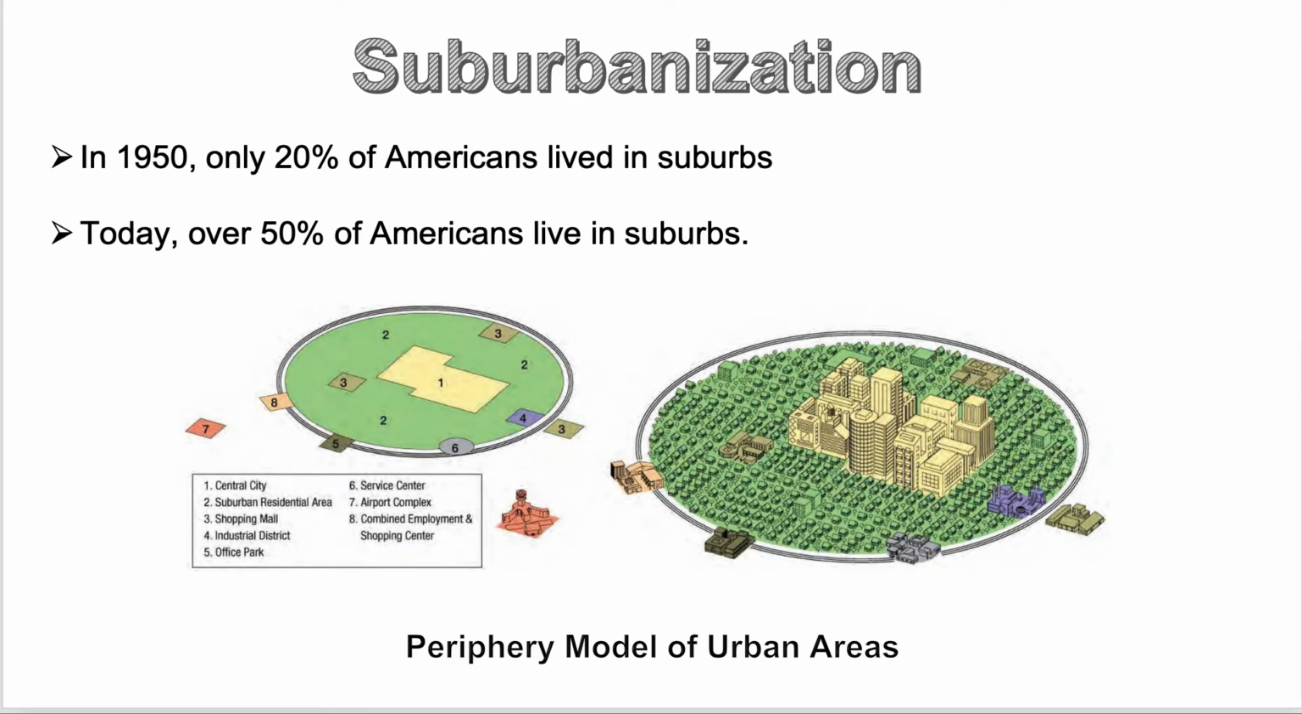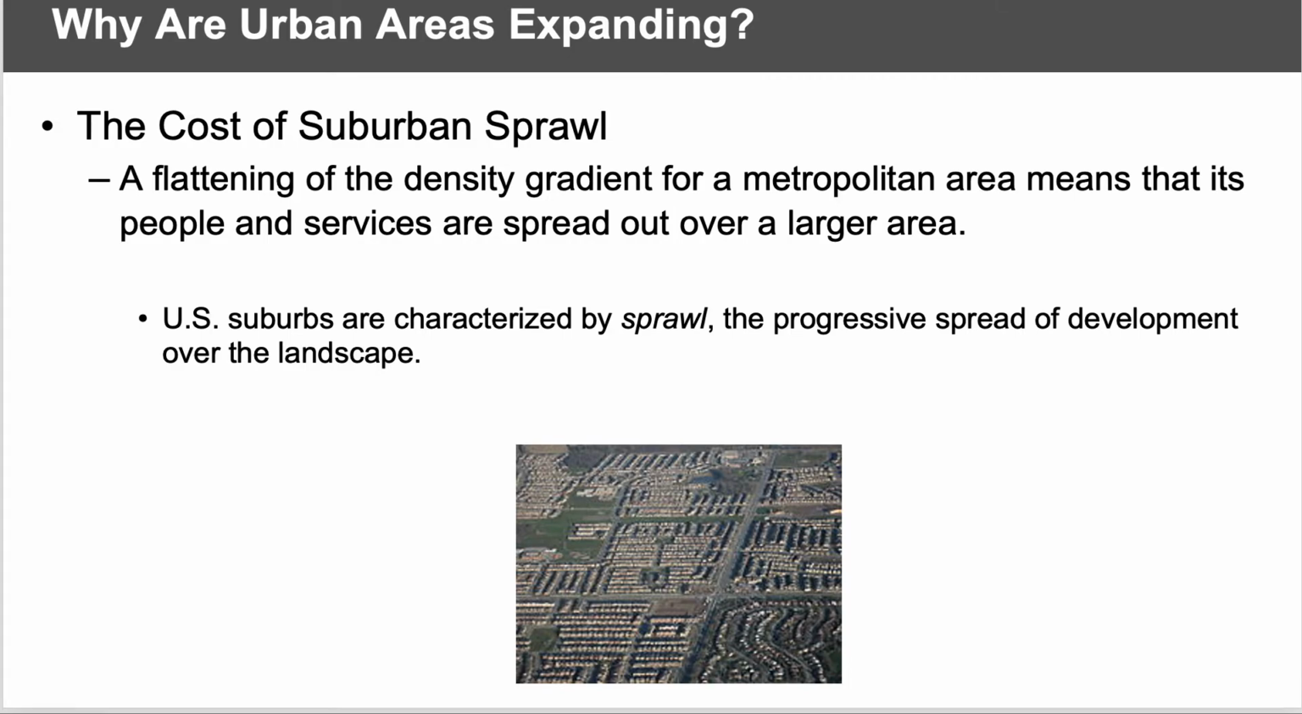Suburbanization. In 1950, only 20% of Americans lived in suburbs. Today, over 50% of Americans live in suburbs. What are suburbs? They're the communities that surround the central city. We have 2 central cities where we live, Minneapolis and St. Paul. All of those cities around them are known as suburbs.